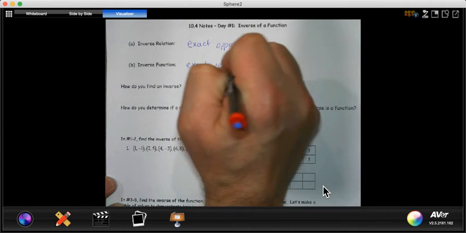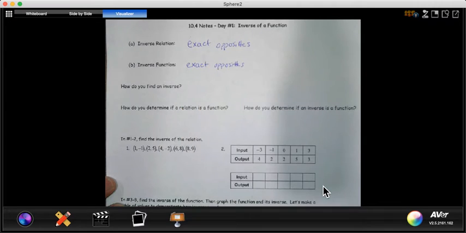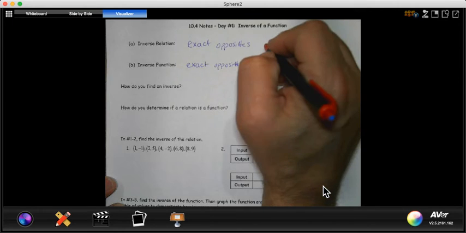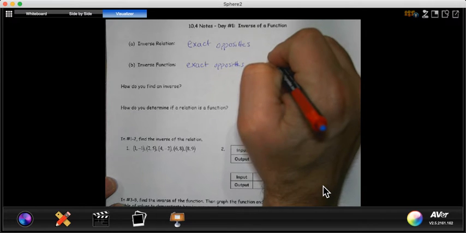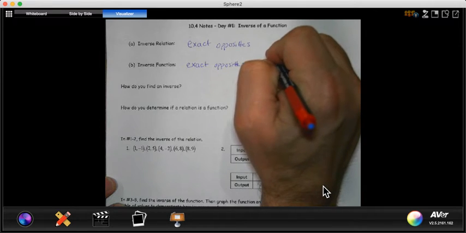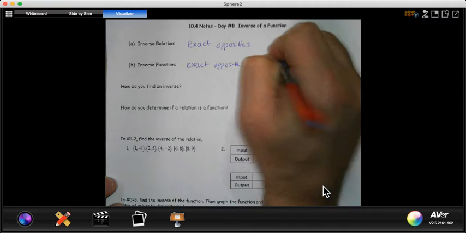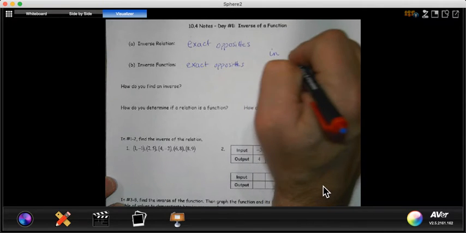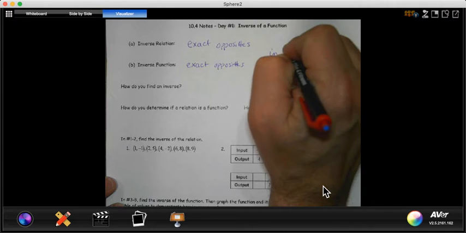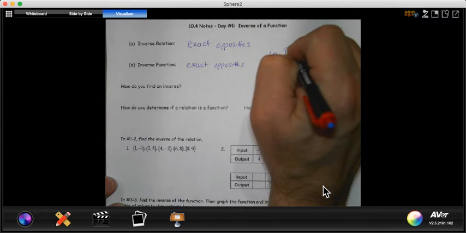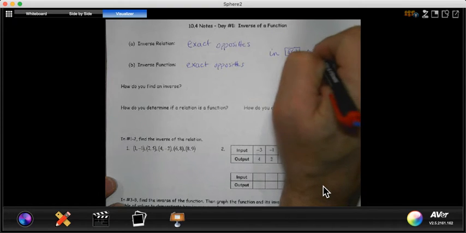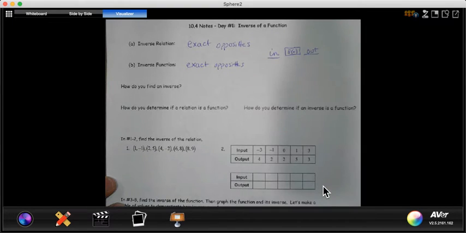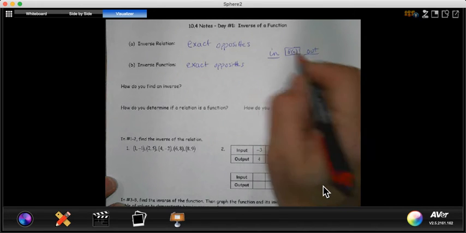Exact opposites. So what does it mean to be exact opposites? In the world of math, we have a function, right? So you have the in value, that's what you plug in. Then it runs through the function, f of x, and then you get an out value. So in, function, out.